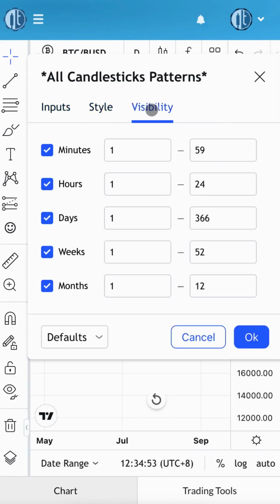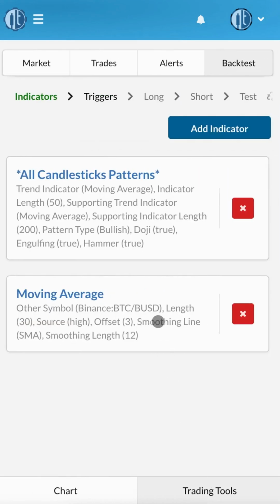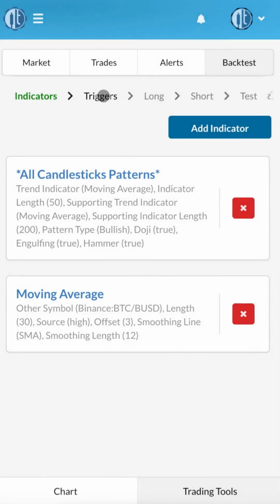Modifying the style and visibility of the indicator will have no impact on your trading system, only on how you see the market on your chart. Once you're ready, head over to the Triggers section where we'll determine how the indicators should interact before placing an order.